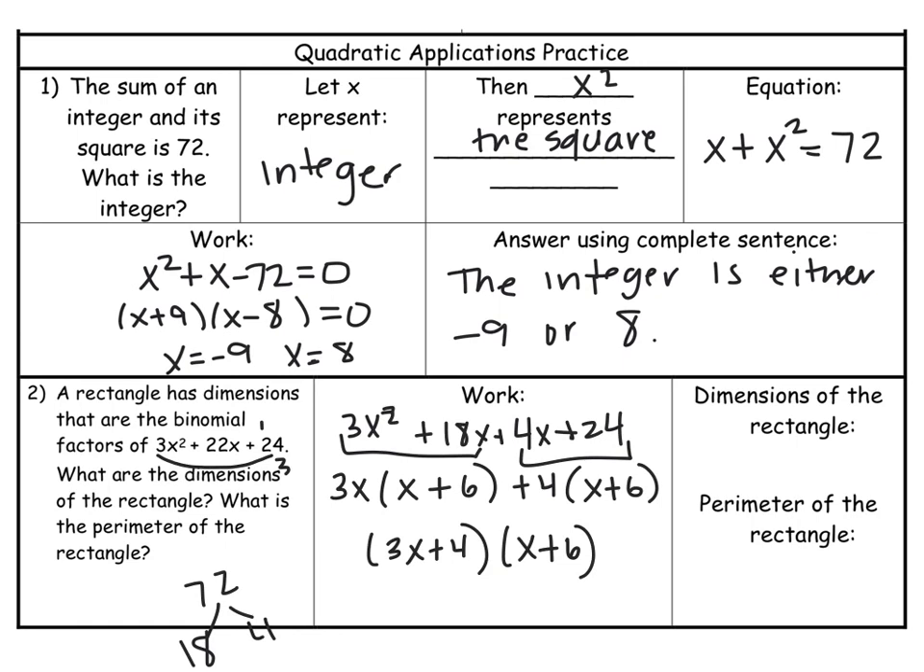This one I can't solve. I wouldn't be solving for x, so I wouldn't be setting it equal to 0. They're just looking for the binomial factors, it said. So the binomial factors would be 3x plus 4 and x plus 6.